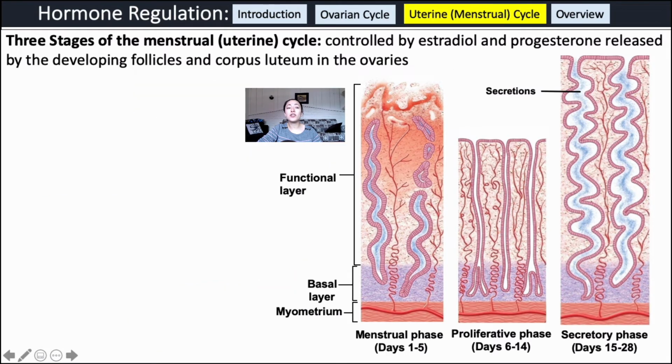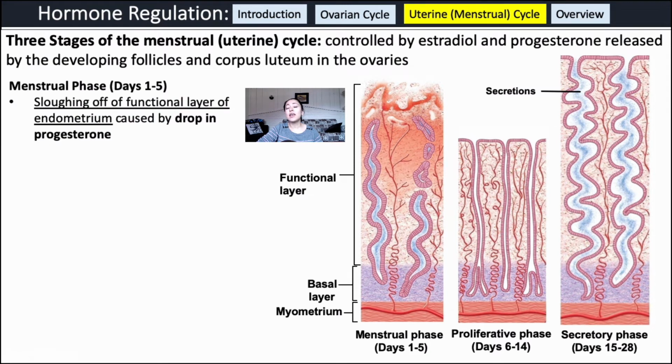So let's summarize the 3 stages of the uterine cycle. It begins again with this menstrual phase, and that usually lasts anywhere from 1 to 5 days, depending on the female. This is when the functional layer of the endometrium is sloughed off or shed from the uterine lining, and it's caused by a drop in progesterone. That's whenever you lose this functional layer here of the inner lining.